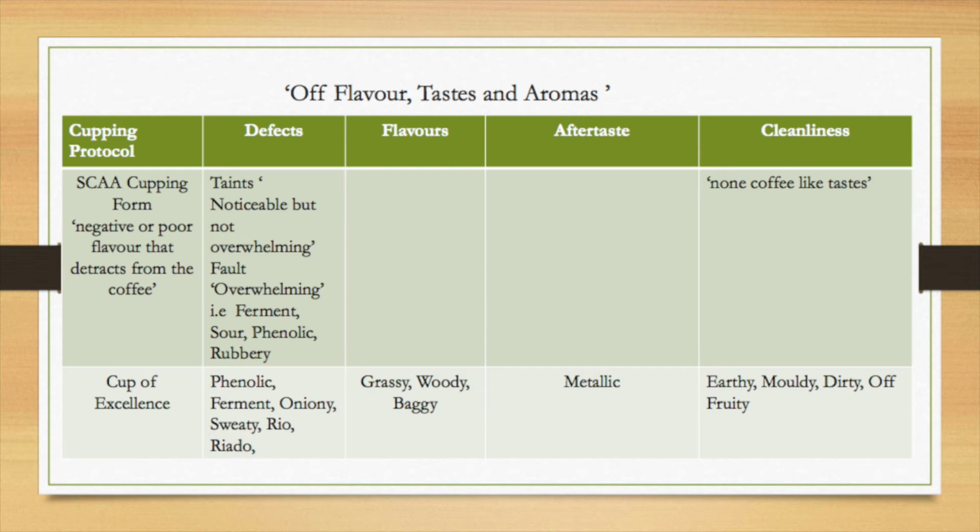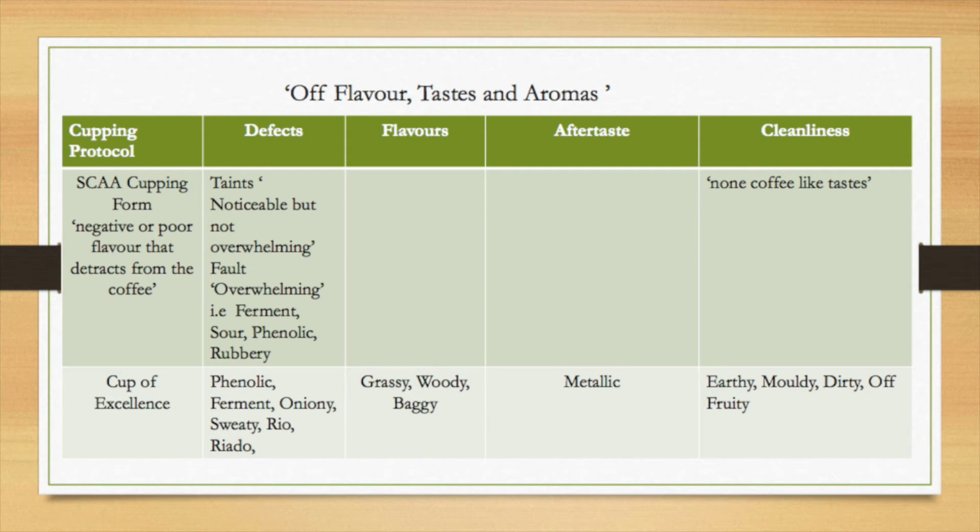If it's a fault, then it's something that's overwhelming. And then they say, for example, this overwhelming fault could be a ferment, it could be phenolic, sour or rubbery. So you've got a mixture of things that you might think are associated to tastes, or to flavours. But again, you might never have experienced these things, so how do we place them? If you go right to the end and look at their whole protocol, cleanliness also says non-coffee-like tastes. So we're presuming that we're going to know what a non-coffee-like taste is going to be if we're using this type of cupping form, which is what we currently have out there and a lot of people do use to grade their coffees.